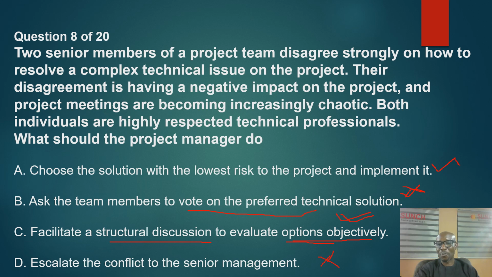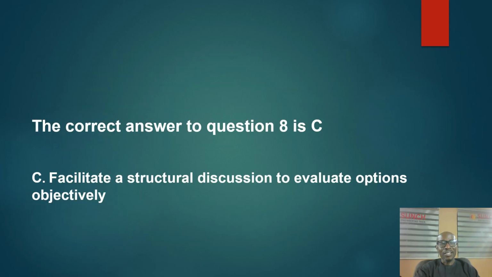The correct answer to question 8 is C. Facilitate a structured discussion to evaluate options objectively. In a technical project, you don't just take an option based on sentiment. You have to look at the technicality. Does it conform with what will give the project the desired results? Does it conform to the primary objective of the project? We don't vote based on sentiment, so voting is taken out. C is the correct option. That is the right thing to do.